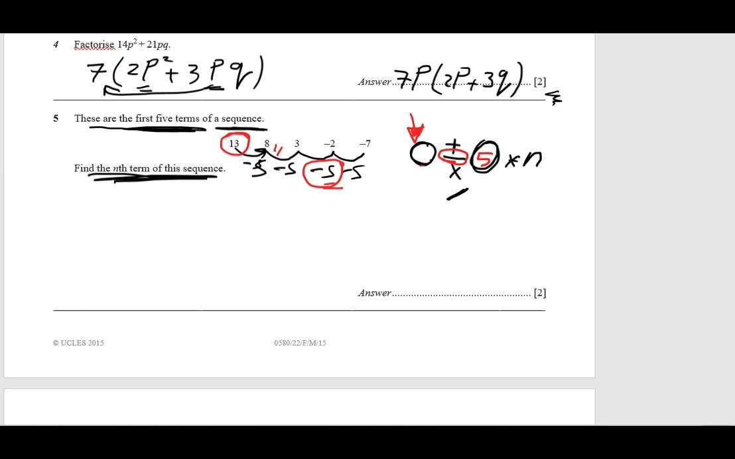Is 8 the first number in the sequence? No, 8 is the second number of the sequence. So we need to add a number here to make the final answer equal to 13. This number will be 13 plus 5, to bring the number before 13, before the first term of the sequence. So let us write the equation now.